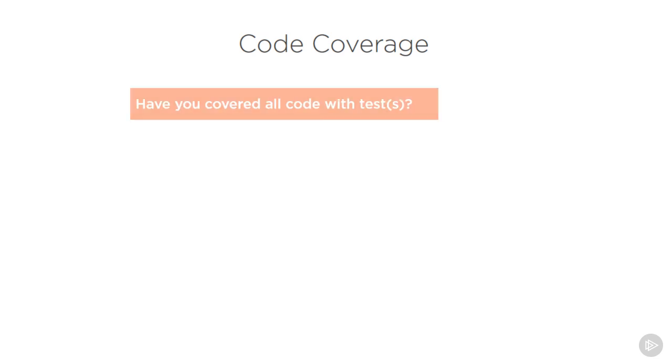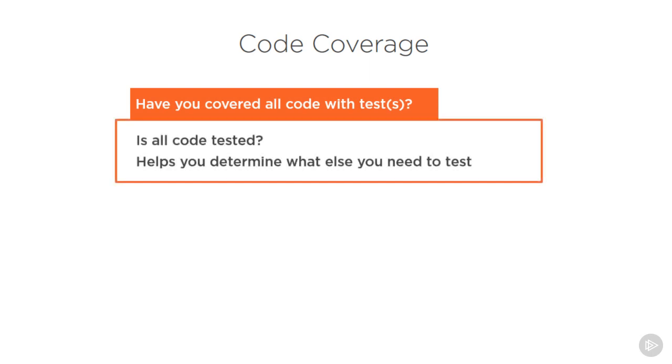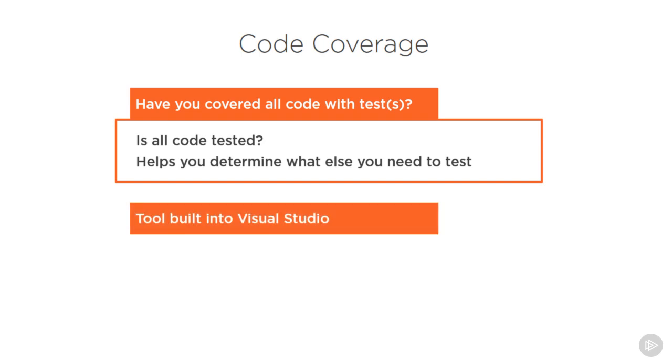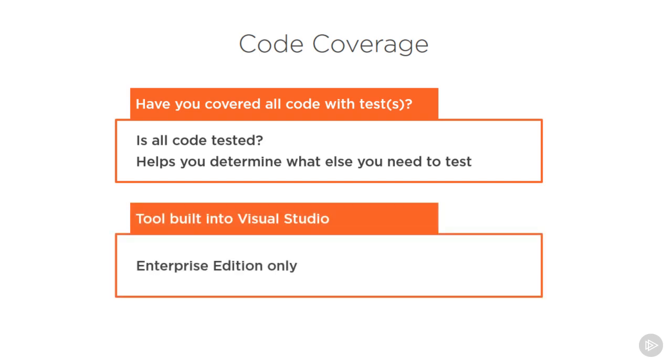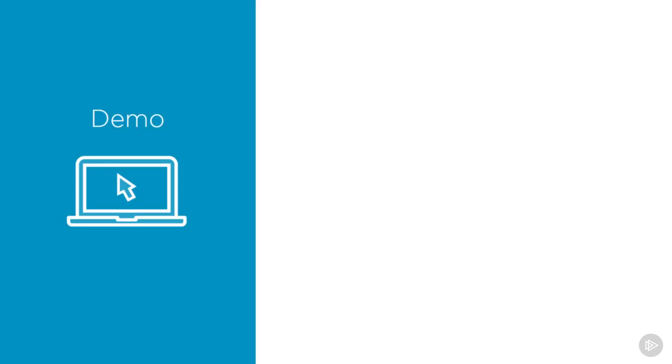Let's talk about code coverage. Now, have you covered all the code with your tests? So that basically is all code tested, and these tools will help you determine what else you need to test. These are tools that are built right into Visual Studio. Unfortunately, it's only in the Enterprise Edition though. So if you don't have that, you will have to get that. Okay? It should be in the TFS edition as well. But let's take a look at this code coverage window and see what it looks like.